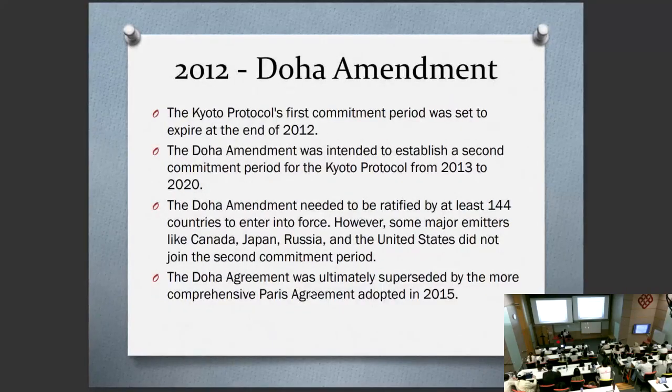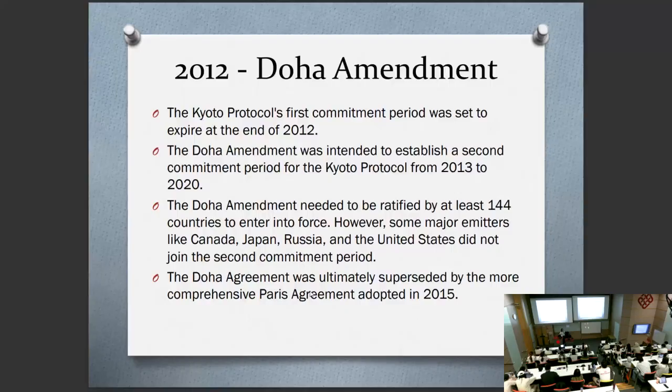The next one is the Doha Amendment in the year 2012. The Kyoto Protocol's first commitment period was set to expire by the year 2012. The Doha Amendment was intended to establish a second commitment period from 2013 to 2020, and it needed to be ratified by at least 144 countries to enter into force.